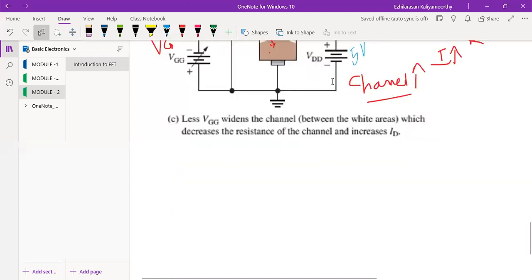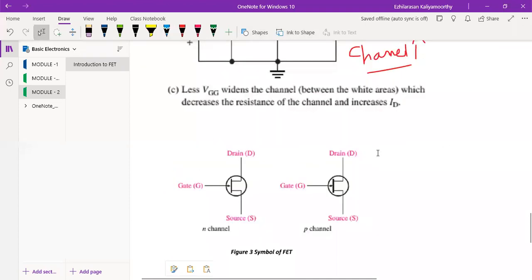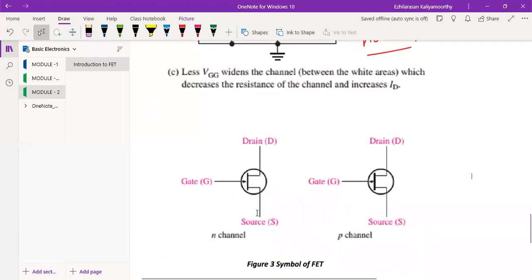Now how will the symbol look? This is not the symbol which I showed. See the symbols for the JFET, how they look here. This is the symbol actually. The gate symbol will be this, this is the drain, this is the source. This is for N channel. You can see for N channel and P channel, what is the difference? For N channel, the arrow mark inside will point in like this. For P channel, the arrow mark will point outwards like this.